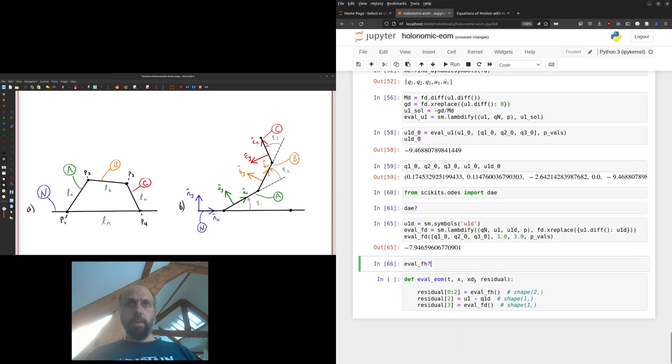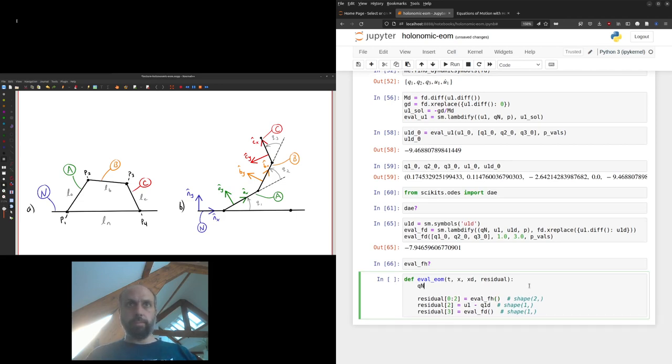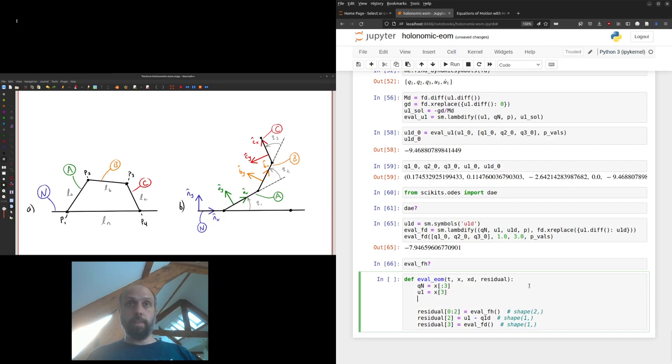All right, so let's extract those, right? Qn equals the first three values of x. U1 will be the fourth value in x, right? And then u1 dot will be the fourth value in x dot. We'll also need q1 dot, which is going to be the first value in x dot. So we've extracted qn, u1, u1 dot, and so on. We're also going to let this take p, because we're going to need that inside.